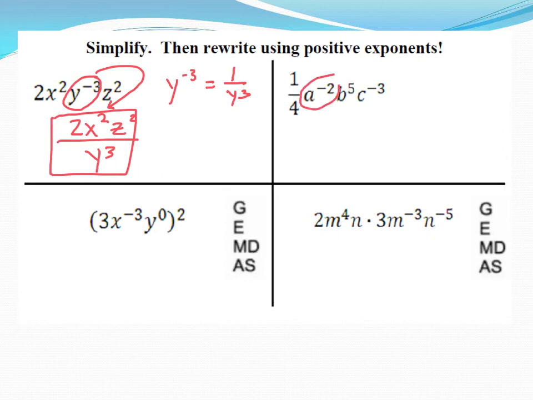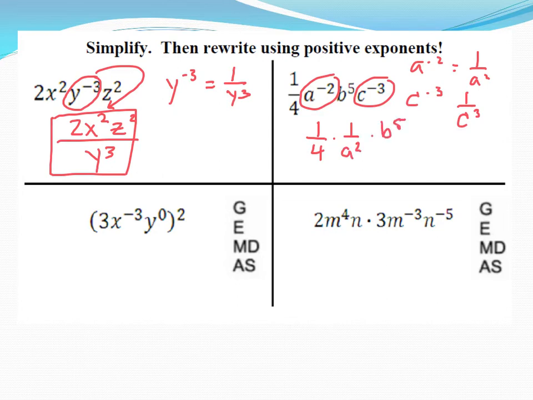All right, number 2. Again, negative exponents. I see a to the negative second, c to the negative third. Okay? So breaking these down, a to the negative second is going to equal 1 over a to the second. C to the negative third is going to equal 1 over c to the third. So what I'm going to do is just combine all these things. So I have 1/4 times, instead of a to the second, 1 over a to the second, times b to the fifth, times 1 over c to the third.